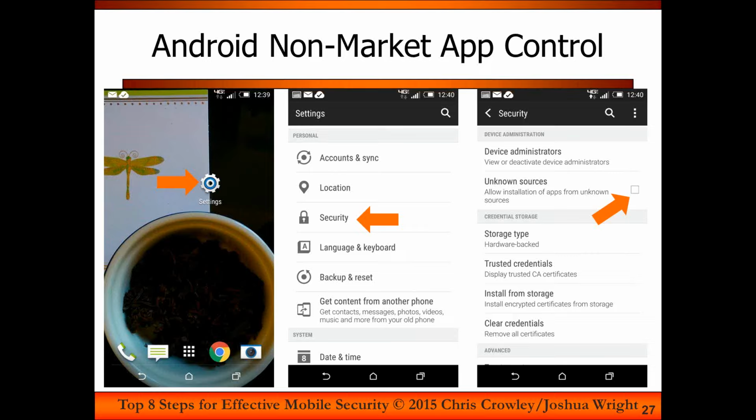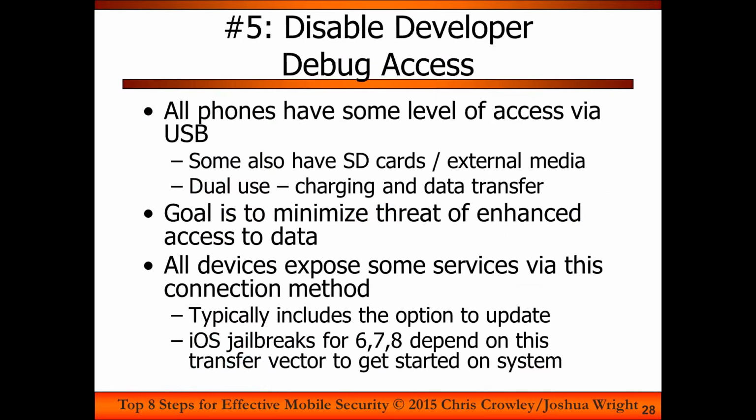As of Android 4.1, and it has actually, after it came out, been pushed into the Google Play application, there's now some protection in terms of checking to see if that application is known to be malicious. Another item is the concept of disabling developer debug access.